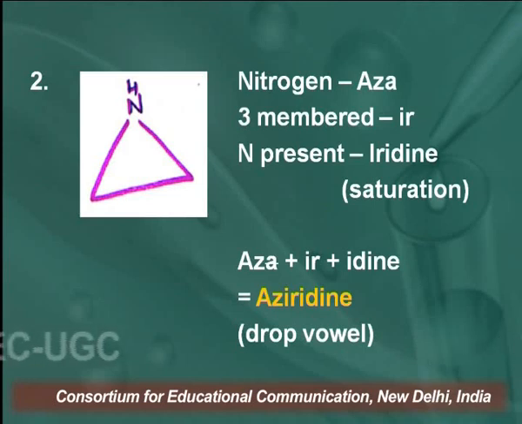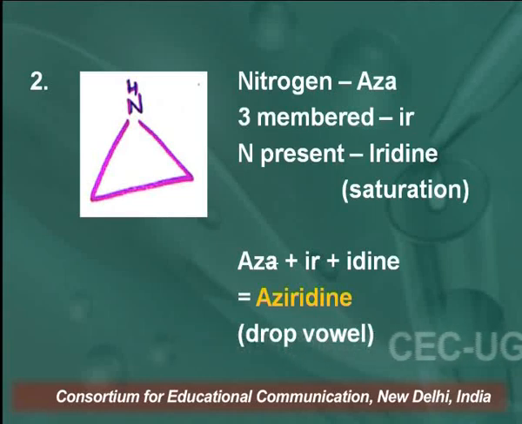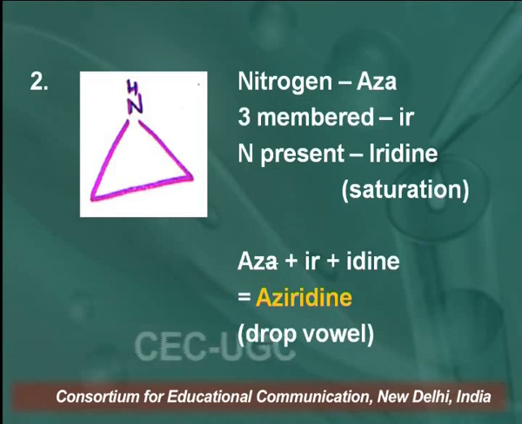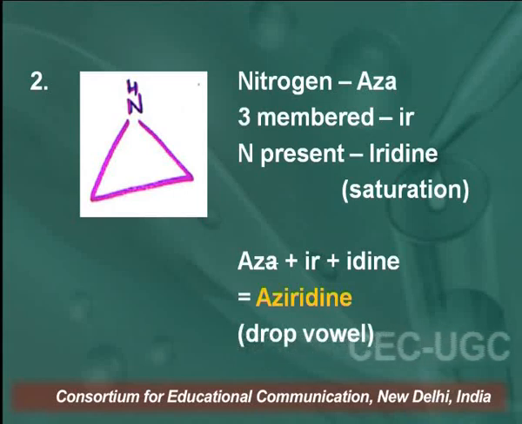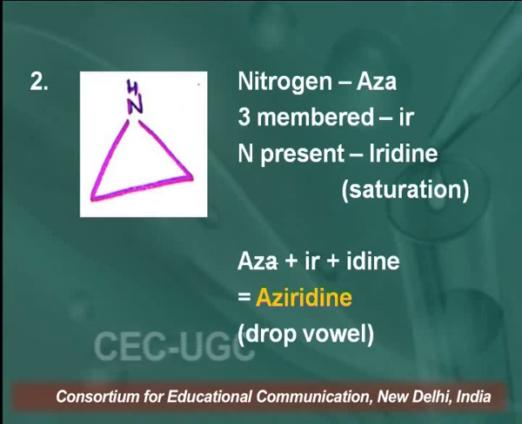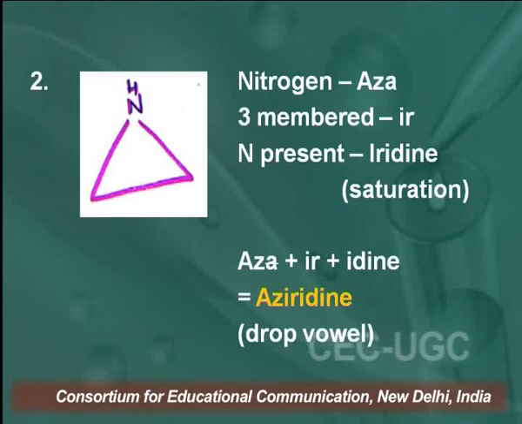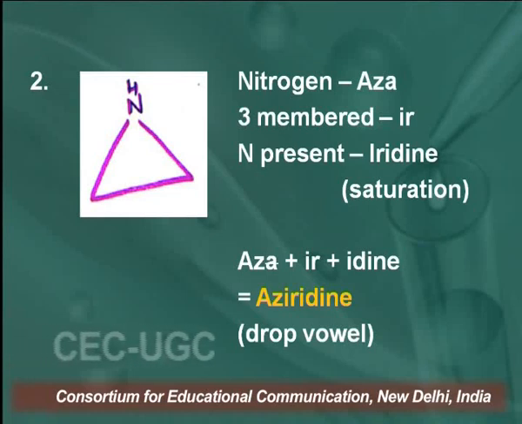The heteroatom is nitrogen, and for nitrogen the prefix is aza. Similarly, it's a 3-membered ring, so what will be the suffix? For a 3-membered ring, it is ir. Nitrogen is present, so it's very important, but here the ring is saturated. So we have to write aza plus ir plus idine. Idine is for saturated rings with nitrogen, as you can see in the table. So it will be aziridine. Before writing the name, you have to drop the vowel.